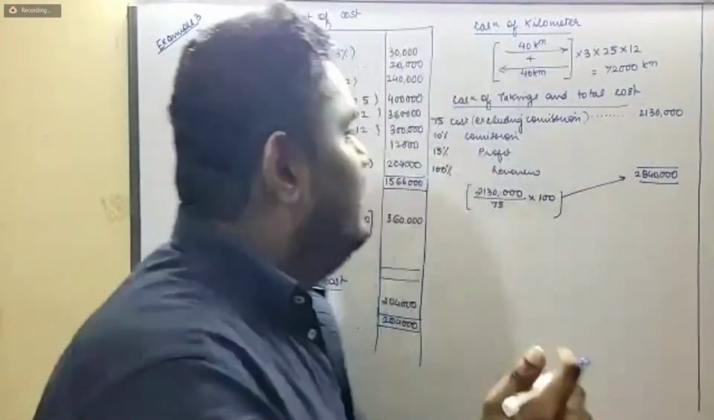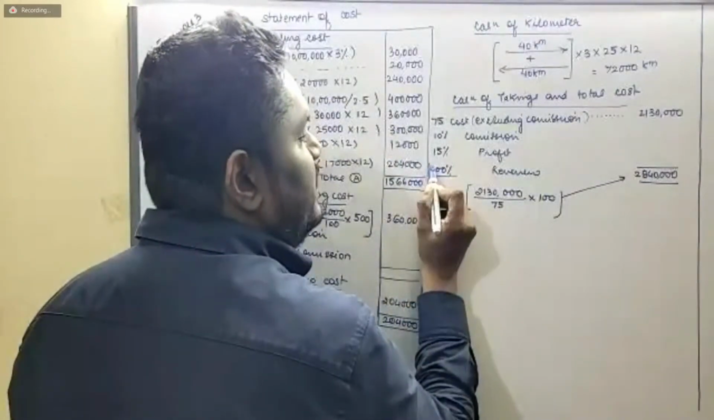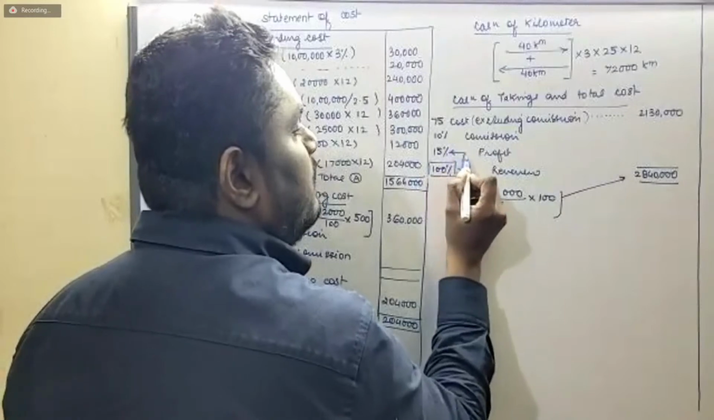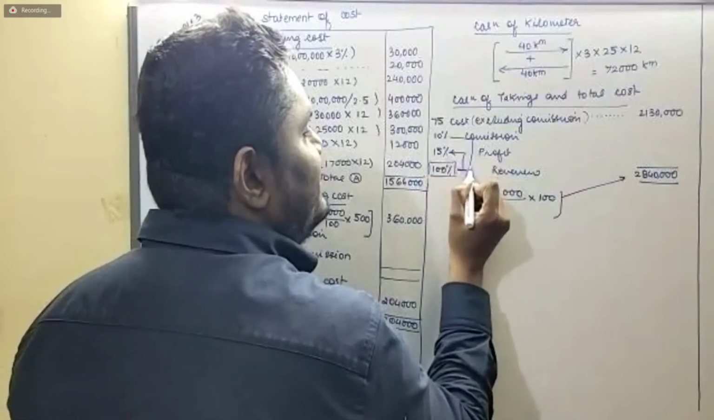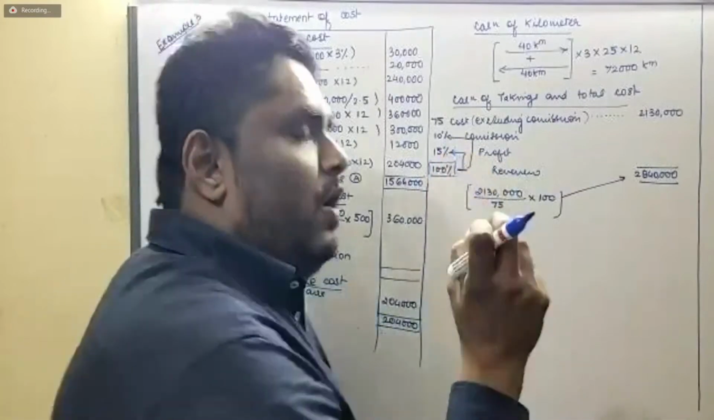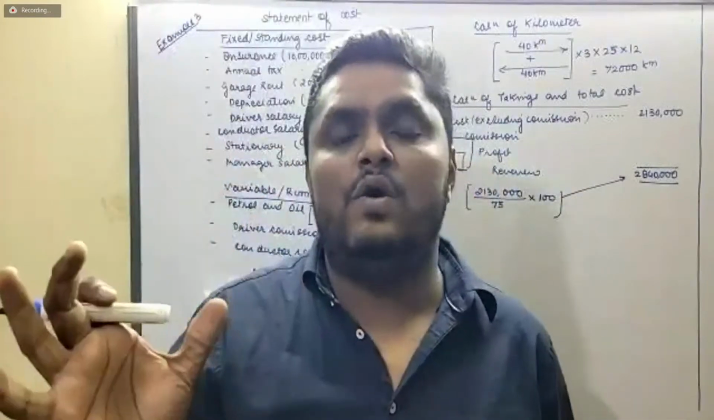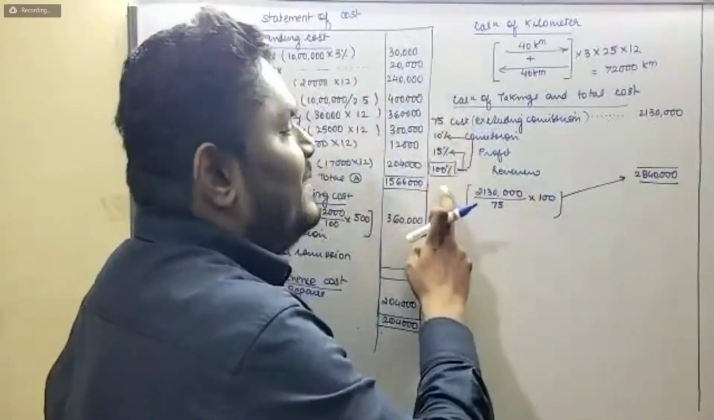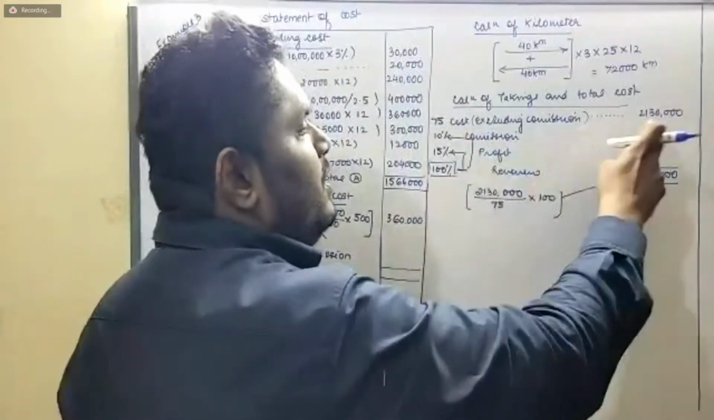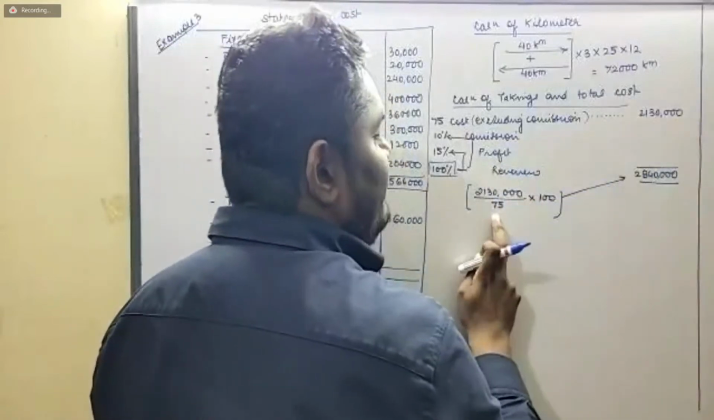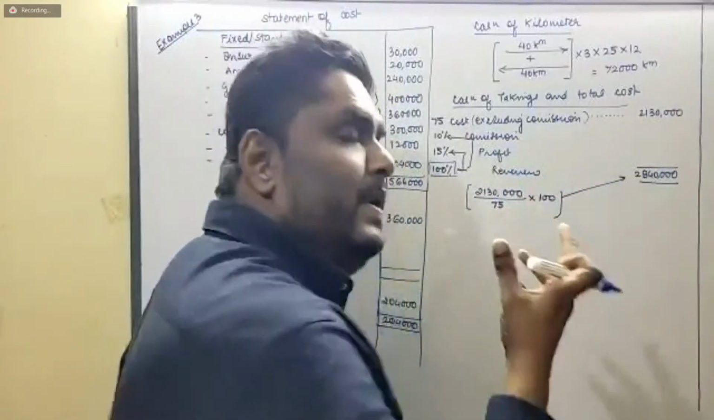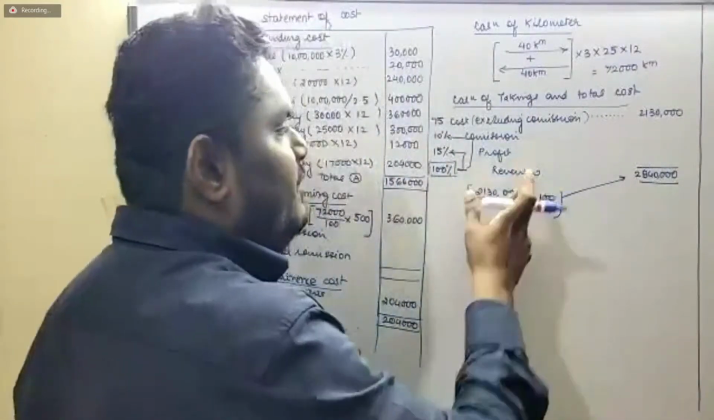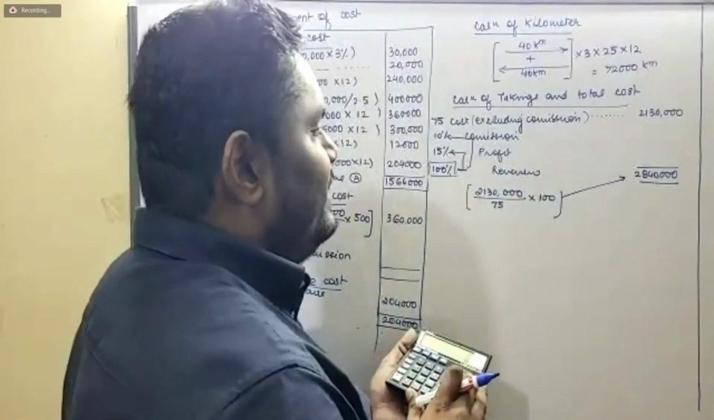So let's assume that the total revenue is 100%. Of this 15% is the profit. Of this 10% is the commission. So out of this 100, 25% is gone. So it means what? The cost excluding commission is 75% of the revenue. So this 21,30,000 is 75%. So how much will be 100%? 28,40,000. So once the revenue is calculated, we can easily calculate the cost.